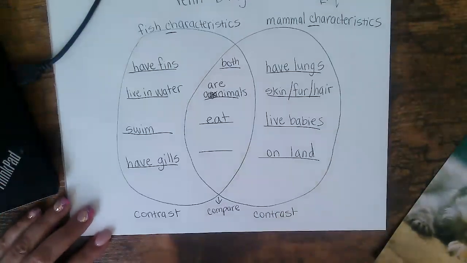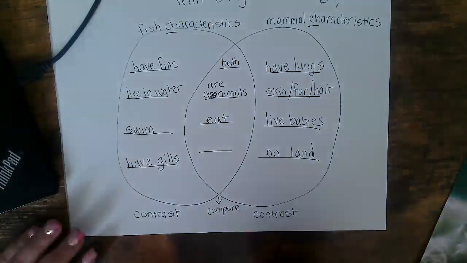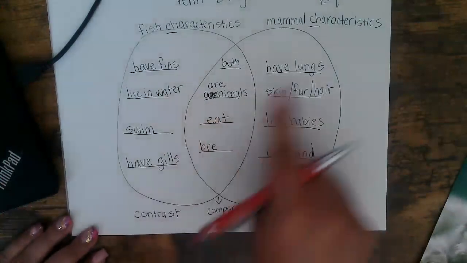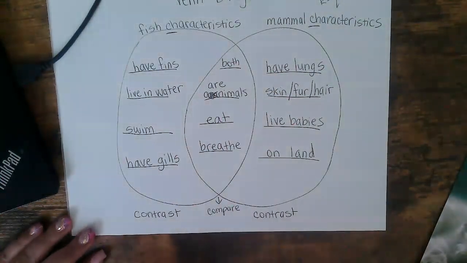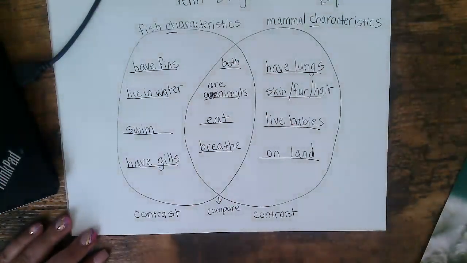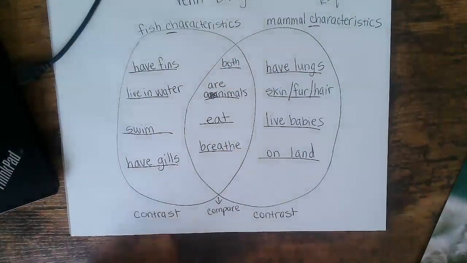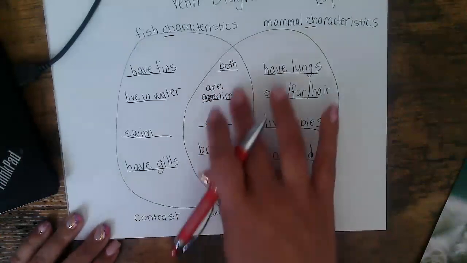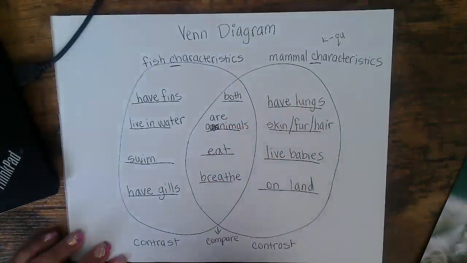Okay, they both eat. Hmm. What else do they both do? They both breathe, right? They breathe differently. One breathes through their gills, one breathes through their lungs, right? One breathes under the water, one breathes in the air. So these are going to be kind of simple that they both do, basic characteristics. They have that in common. I'm going to go ahead and let you finish writing your ideas here or what your friends had. And if you don't have anything, you could go ahead and copy mine.